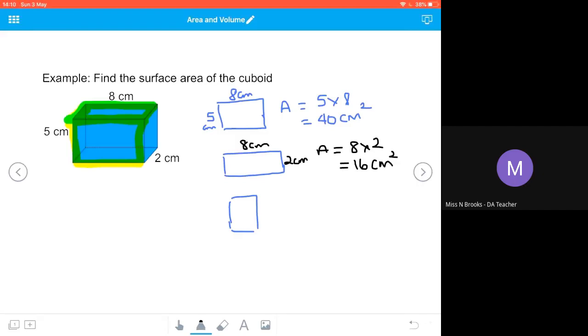So if we get rid of all our highlighting so that we can look at the sides, the side is this rectangle here, and you can see that the dimensions on the side are a length of 2 and a height of 5 centimeters. So the area of the sides is going to be 2 times 5, and that gives us 10 centimeters squared. And now I need to add them all together.